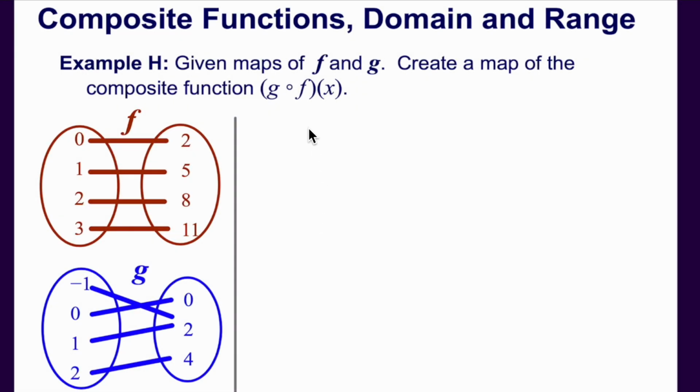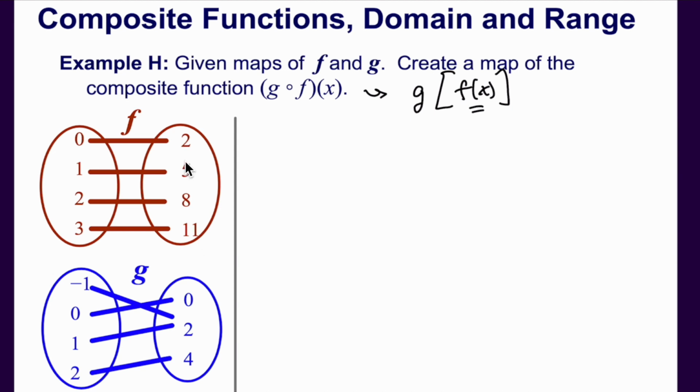Next, we are asked to find the composite function g of f of x. So let's go ahead and rewrite this, g of f of x. That means we're going to work on the inside function, which is f of x. Normally I would rewrite it, but it's right here for us, so let's use it.